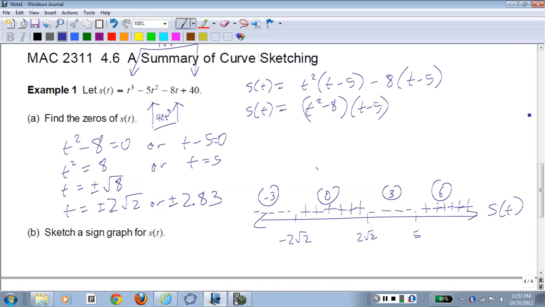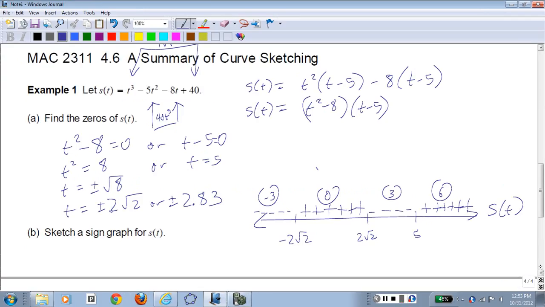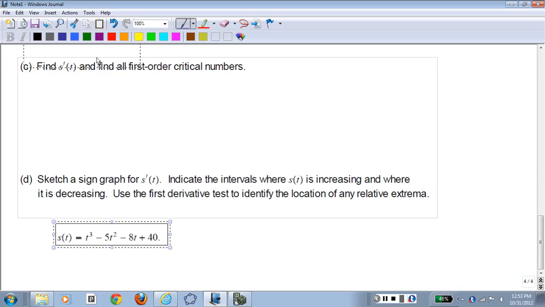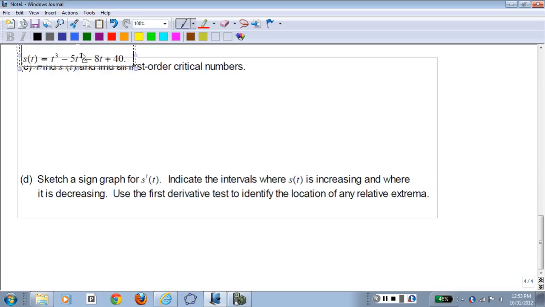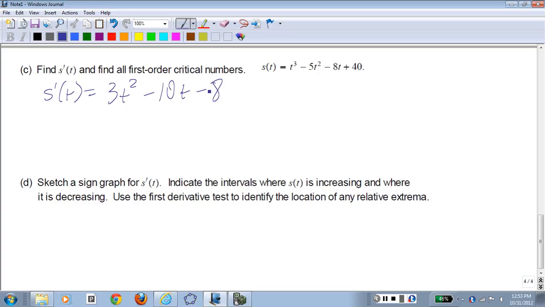So the function s, what is this? Didn't think it would overwrite it like that. Put it over there. So s prime of t equals 3t squared minus 10t minus 8. We can use the quadratic formula if necessary, but can we factor this?